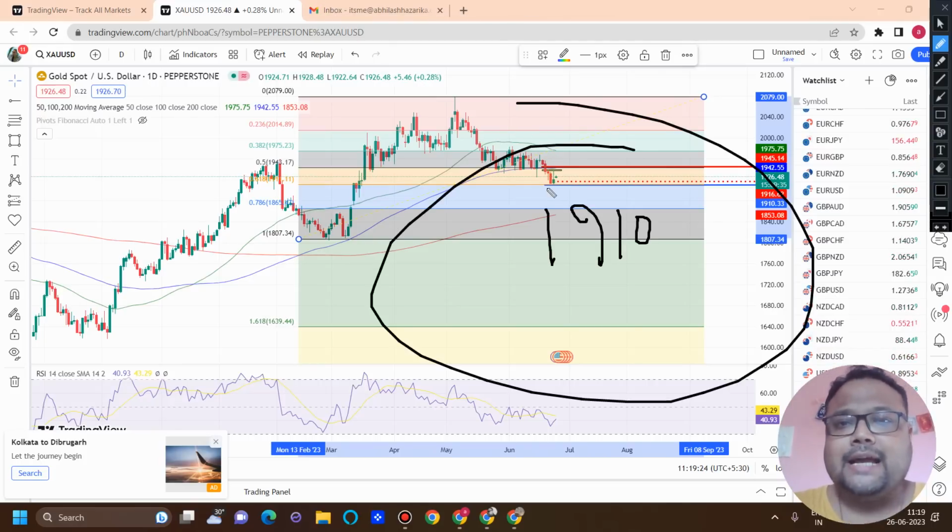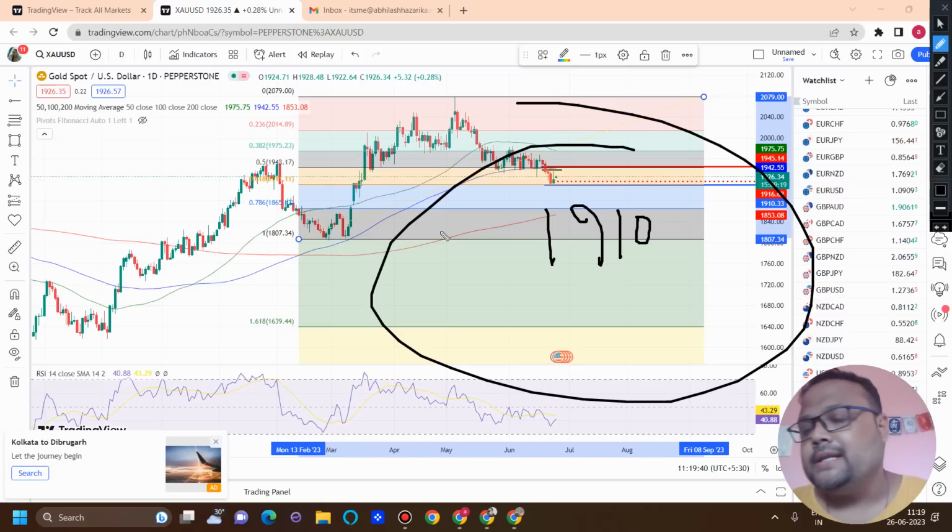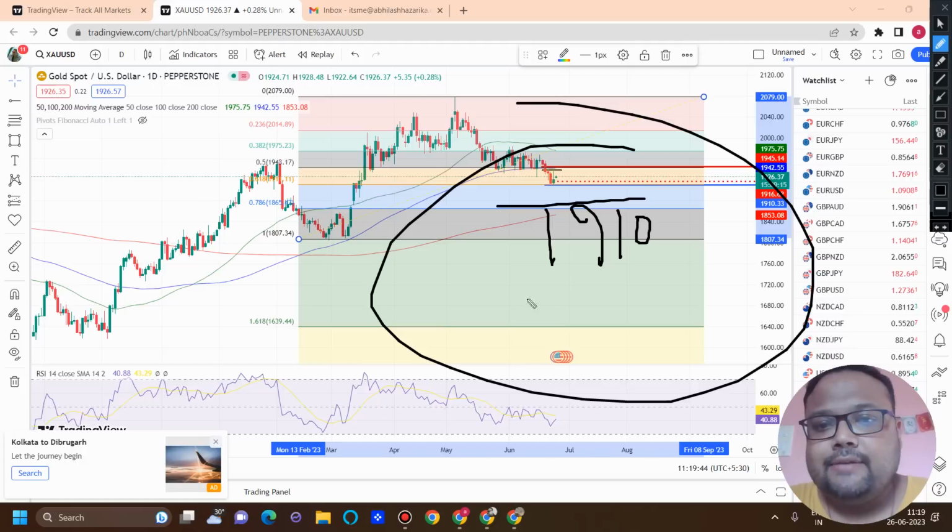So if the market breaks the 1910 level in the US session or by tomorrow, then swing traders, you can look for a sell position, because we can see that there is no immediate support after 1910. 1900 is there as psychological support, but technically we don't have any immediate support on the chart of gold, and the market will be heading towards the next level of 1863 to 1864. So let's wait and watch what the market does.